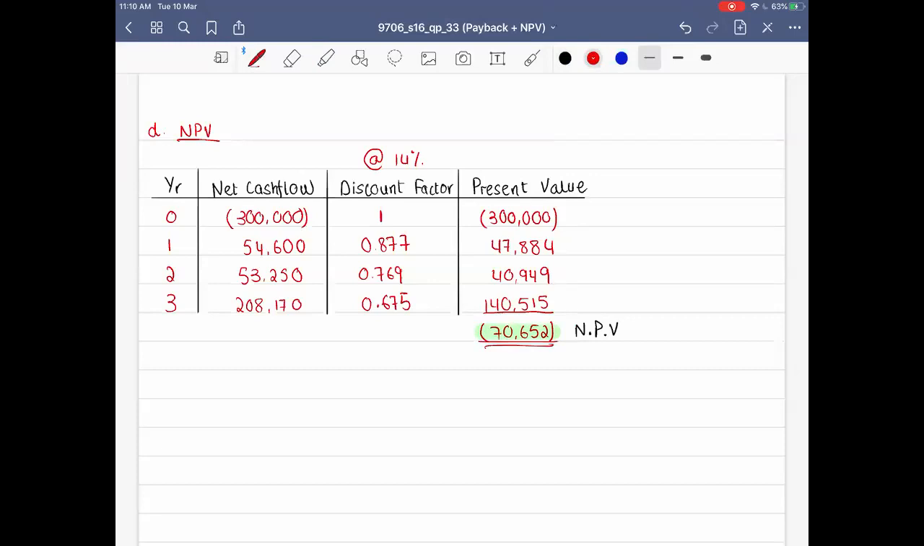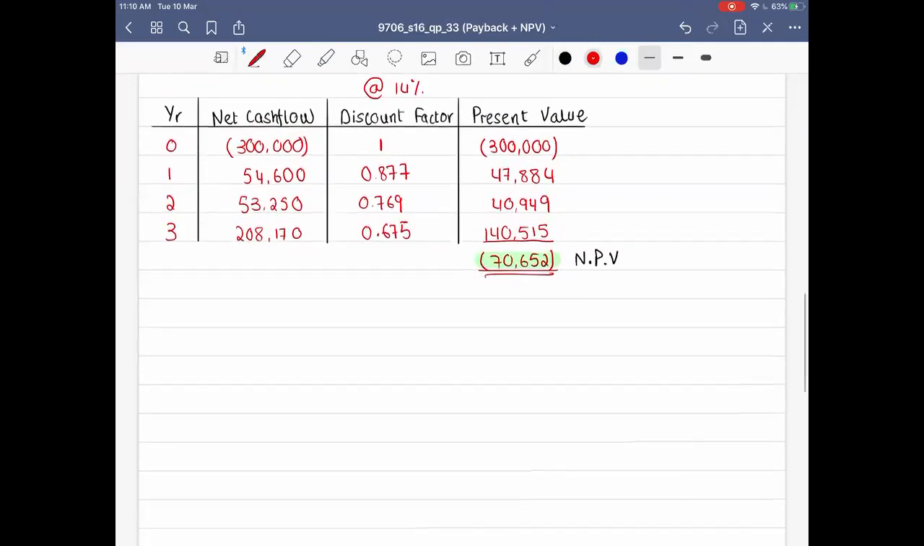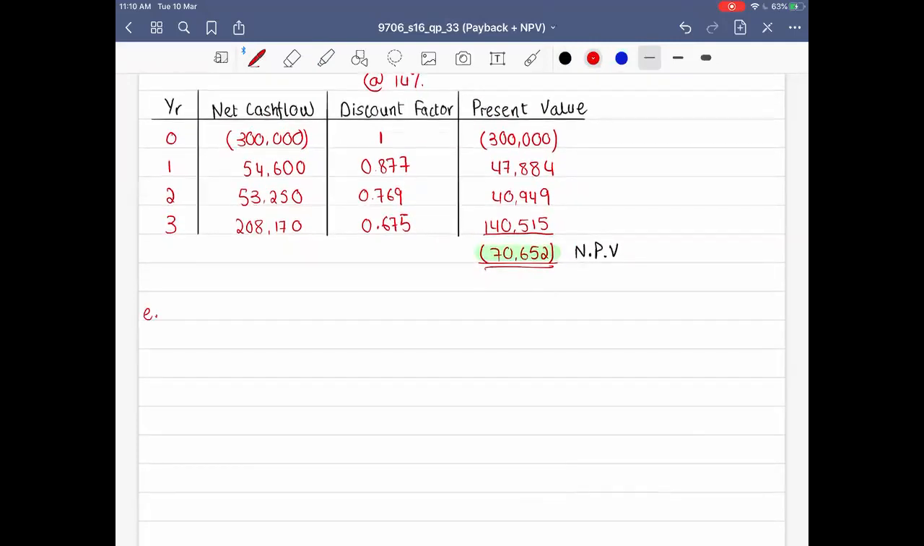Next, analyze the benefit of the business of purchasing the replacement machine. Replacement machine खरीदने के हमें क्या advantages मिलेंगे? What are the advantages of purchasing a replacement machine? Number one, production level have increased from 4,000 units per annum to 5,400 units.